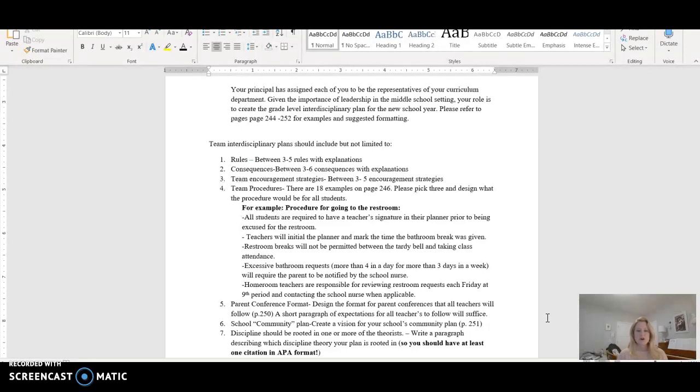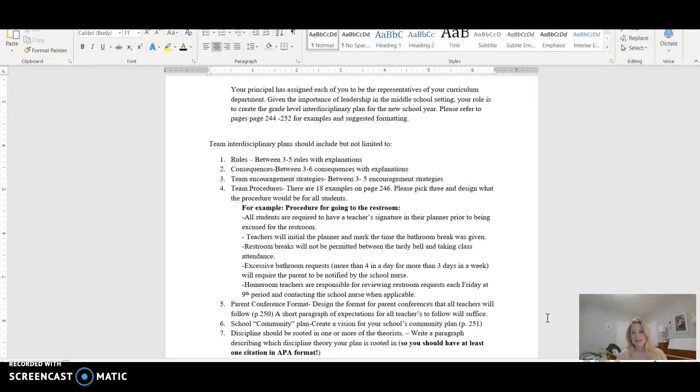So keeping strong parent ties is very important. Keeping strong community ties is also important. So you will develop a community plan as well. And you can look at page 251 of your text, which just talks about different ways that you can build up enthusiasm within the community and draw the community into the school.